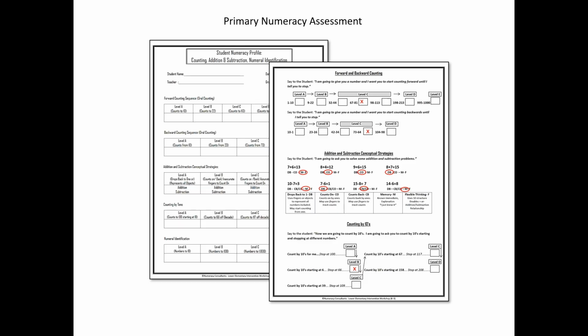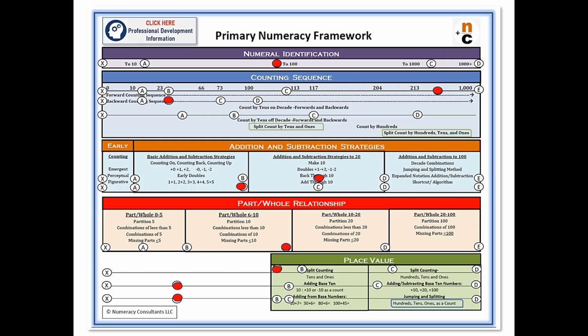So you'd administer this assessment, and then when you're done, you take the data from the assessment and do something called skill plotting, and we'll show you how to do this later on in the training. You plot the skills on the primary numeracy framework. Essentially, you're just taking the data from the assessment and putting it on this framework, so you can see where a student's skills may fall.